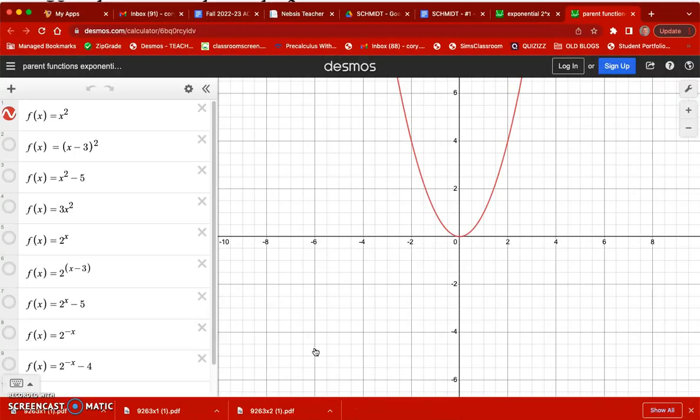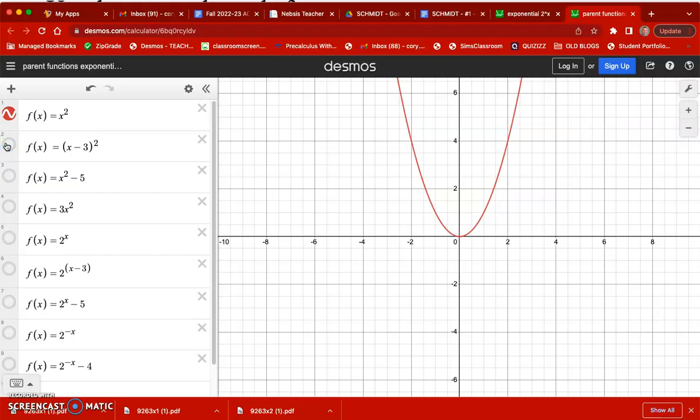So where we're going to start here is with the parent function that we feel most confident and comfortable with, the quadratic. So if we have f of x is equal to x squared, how is that going to change if we have (x minus 3) squared? We're going to shift to the right 3 units, aren't we? Okay. What happens if I add x squared minus 5?